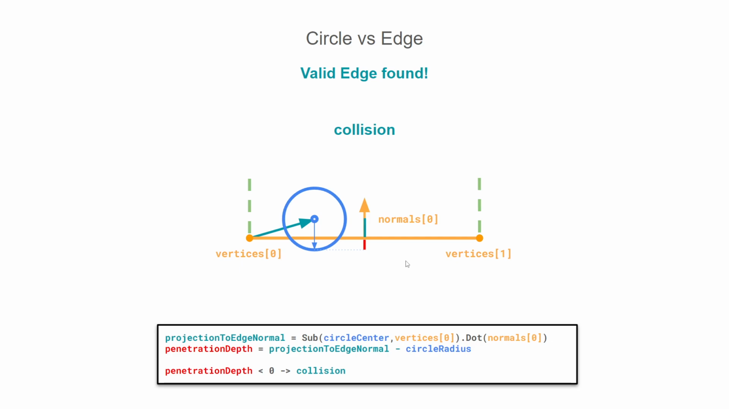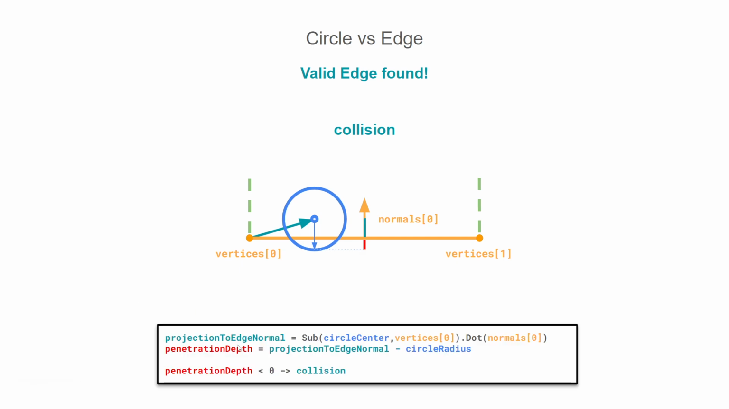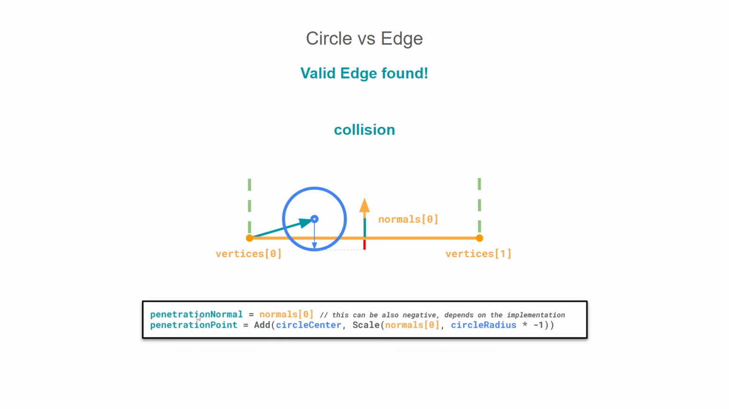And here we can also then create the data we need for the manifold to resolve the collision. We can do that pretty easily. The penetration depth is already seen here. We can calculate it like this. And the penetration normal is just the normal. It's just like this normal. Note that this normal can also be flipped or scaled by -1. It depends on your implementation. I need to check in my implementation if I scaled it with -1 or not. But we're going to see this in the next episode when I'm going to implement that.